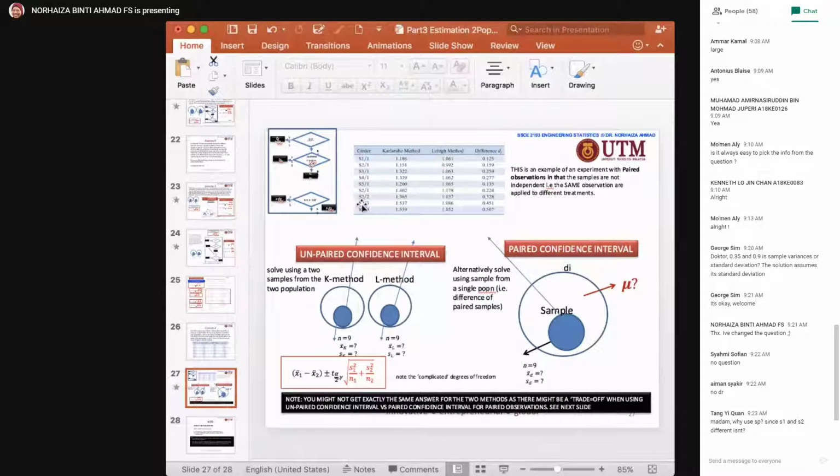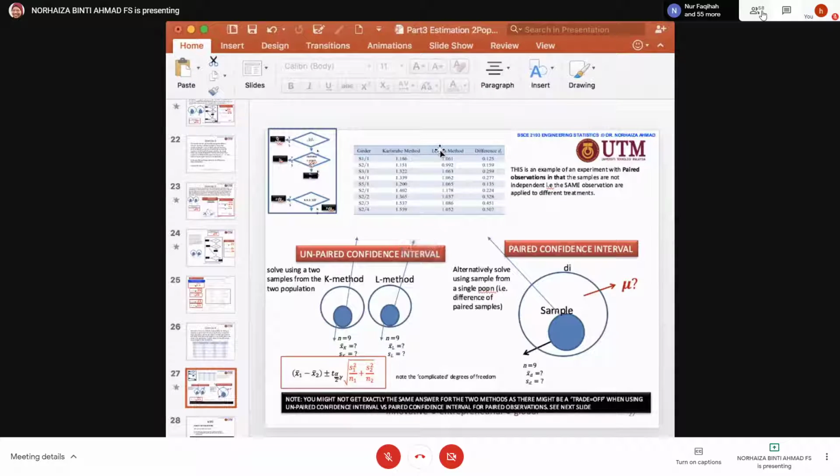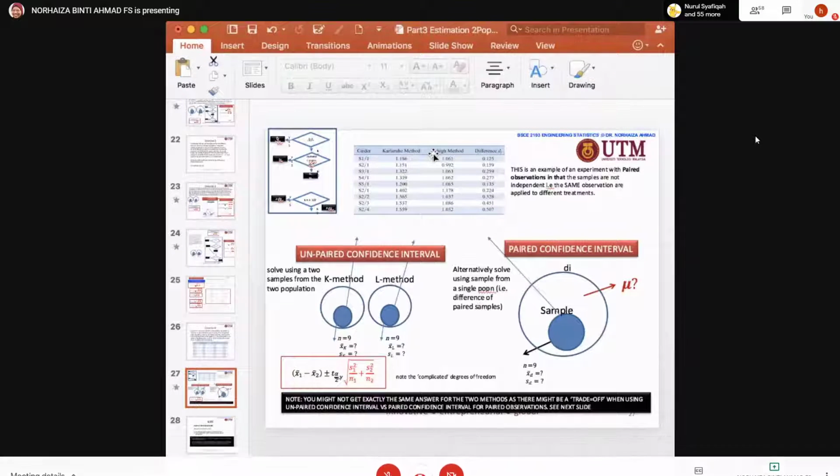The subjects are clearly independent, but the sample observations here are not independent. They are dependent. Okay, so you can do this. You can view these observations by two methods.